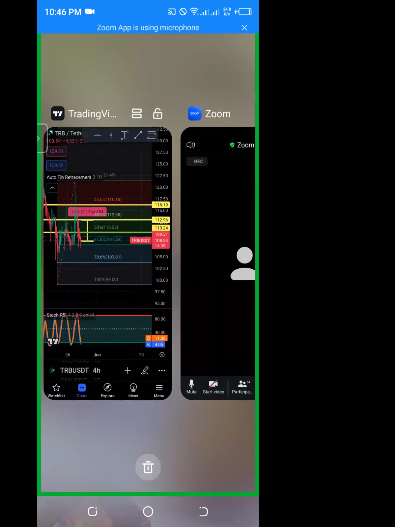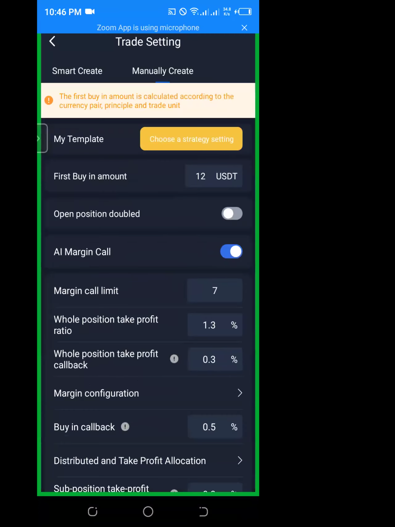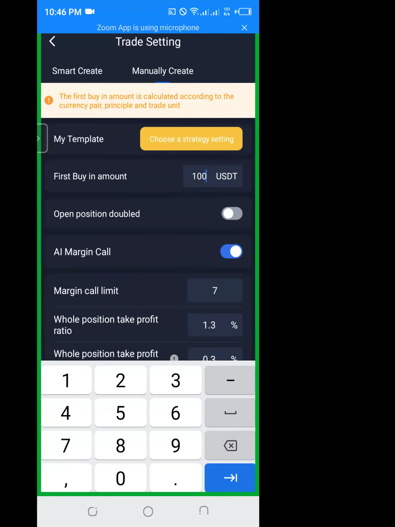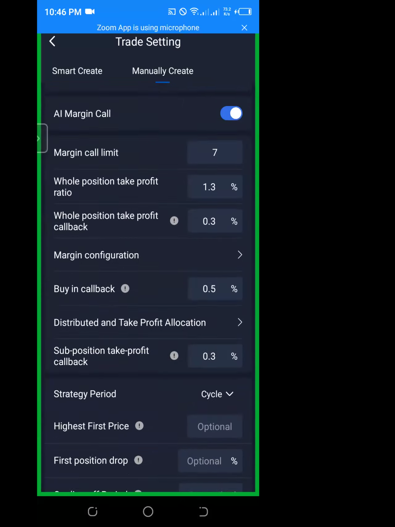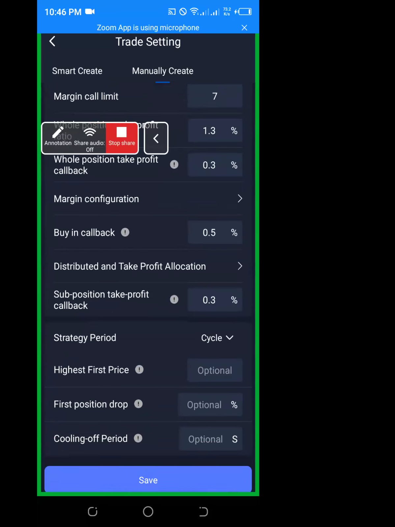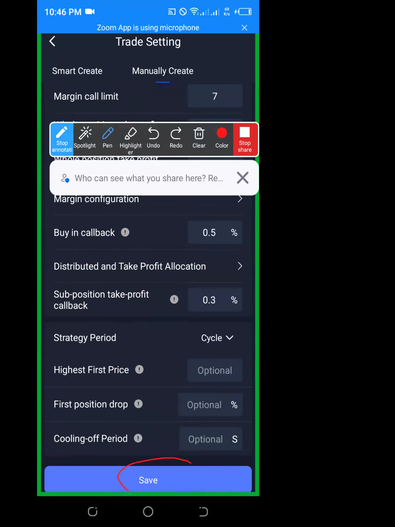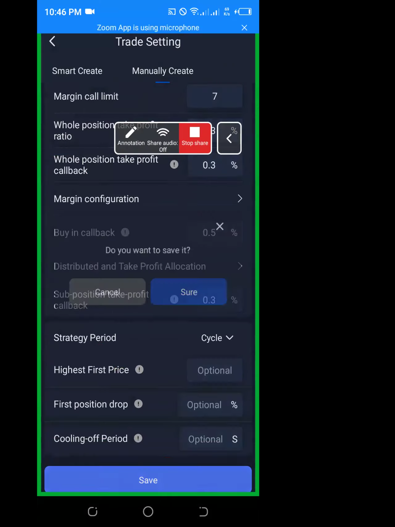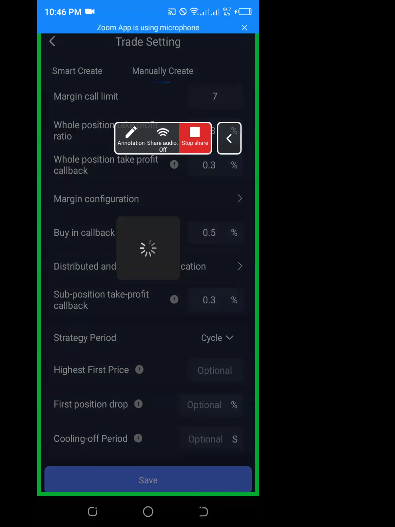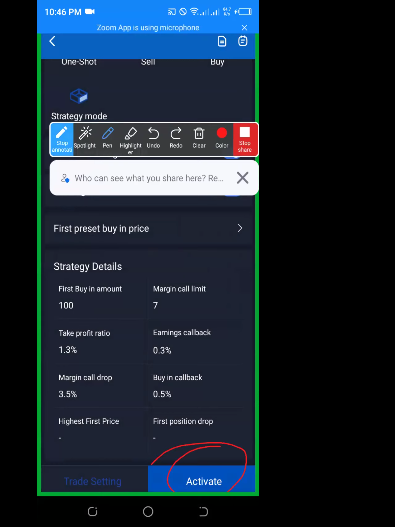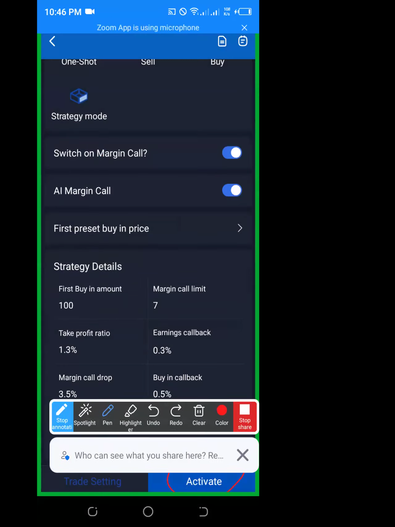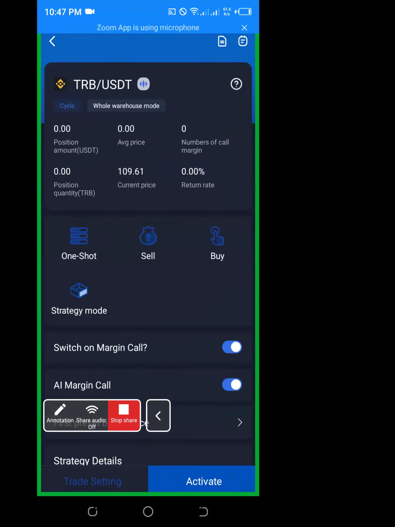I'm going to come here. I put here my $100. You put here your $100. Now, before you go to other settings, come here and save, because you want to enter the coin at the current price. When you save, come here and activate. When you activate, the robot is going to first invest the $100 at this current price.